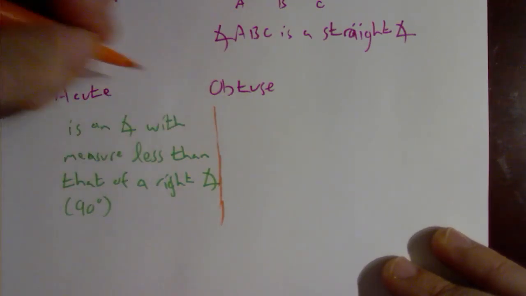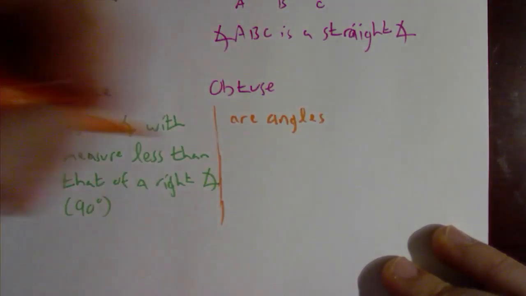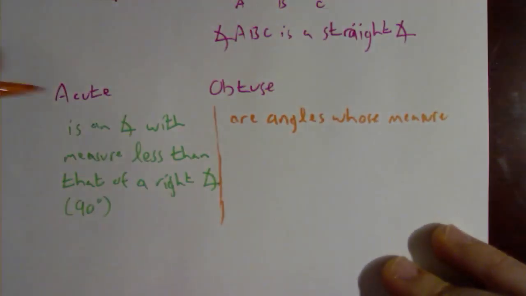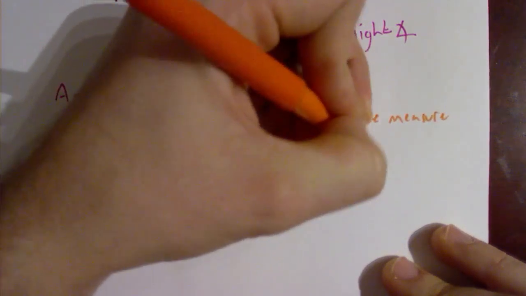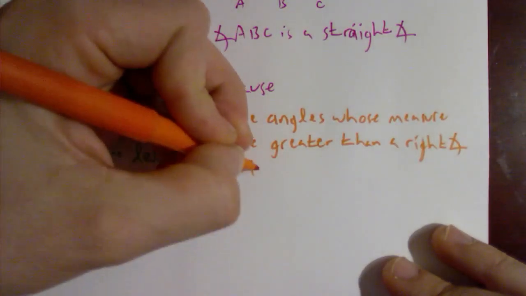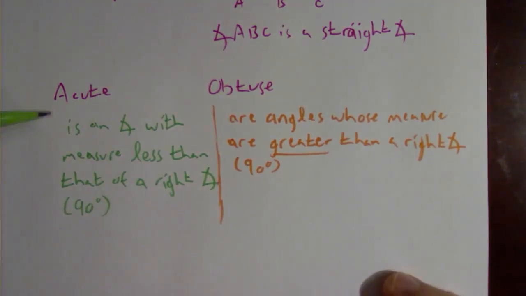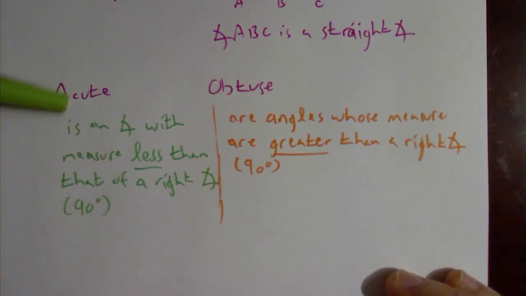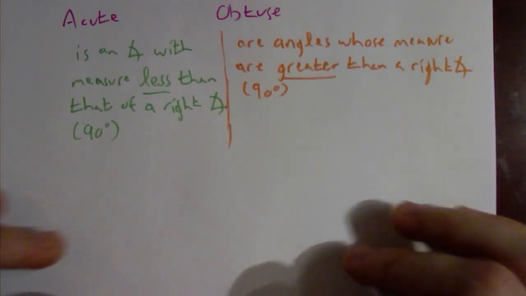So obtuse angles are angles whose measure are greater than a right angle, which is, again, 90 degrees. So you're obtuse if you are greater than a right angle, and you are acute if you are less than a right angle. Acute, you can think of something that's cute, which is usually tiny, so that's going to be less, and obtuse is the other one. They are bigger, greater than 90 degrees. Let's take a look at an example of that as I leave those up there.